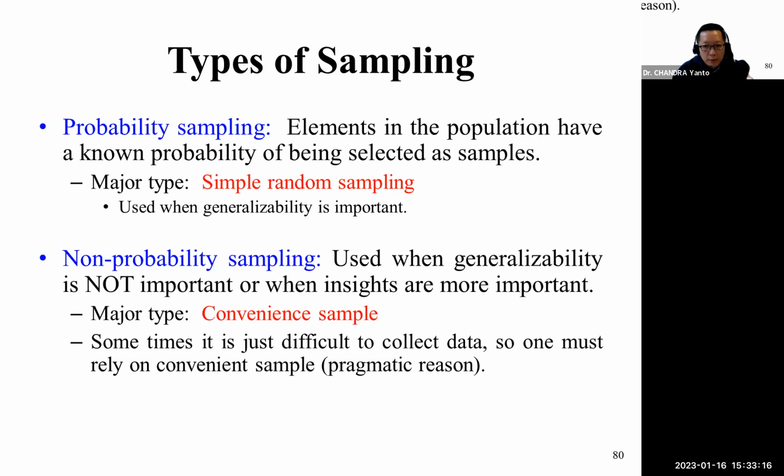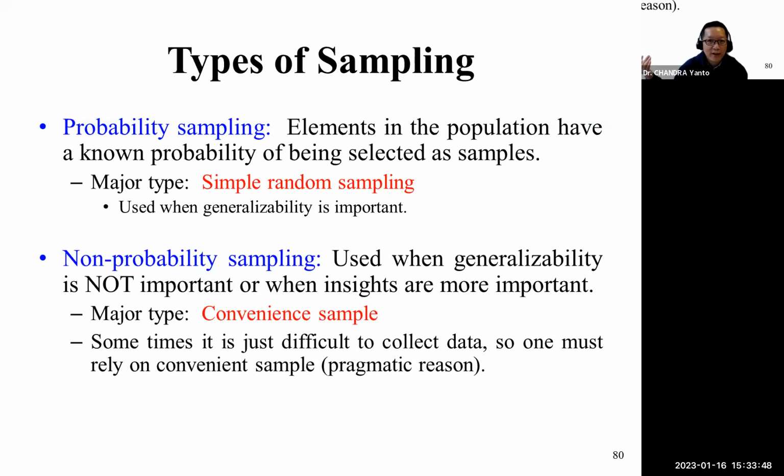Non-probability sampling is when you want to find samples, but you don't use probability. So the chance of everyone being selected is not important. But you are more concerned about the insights from the people that you can study. For example, convenience sample. Convenience sample is, okay, you interview. The question is how successful are CTU students in getting jobs?